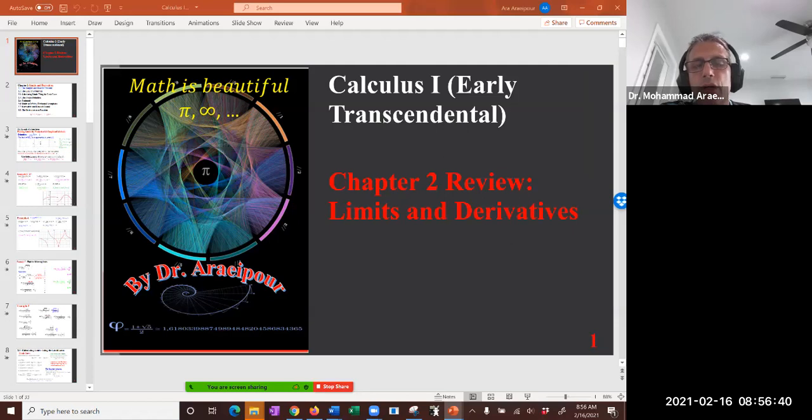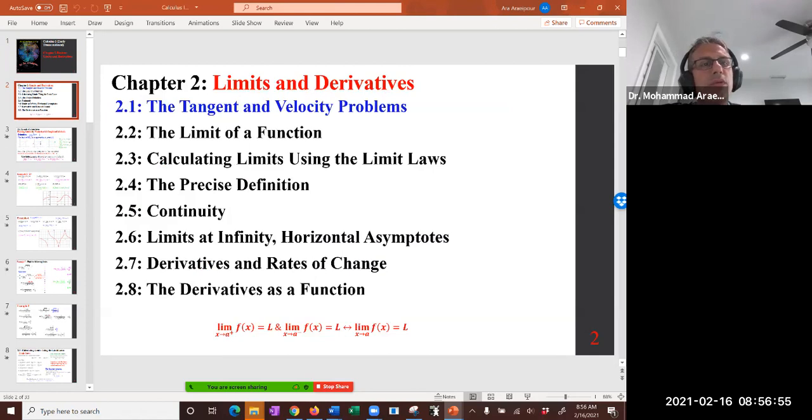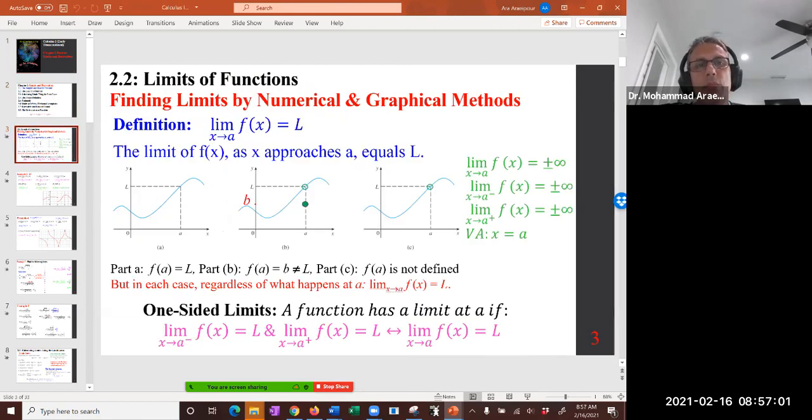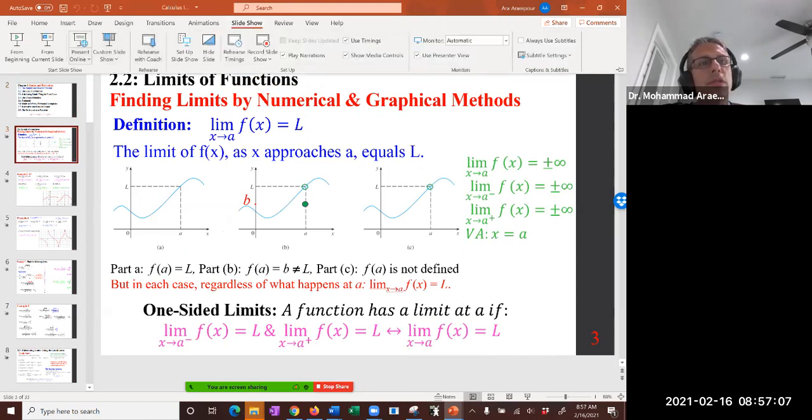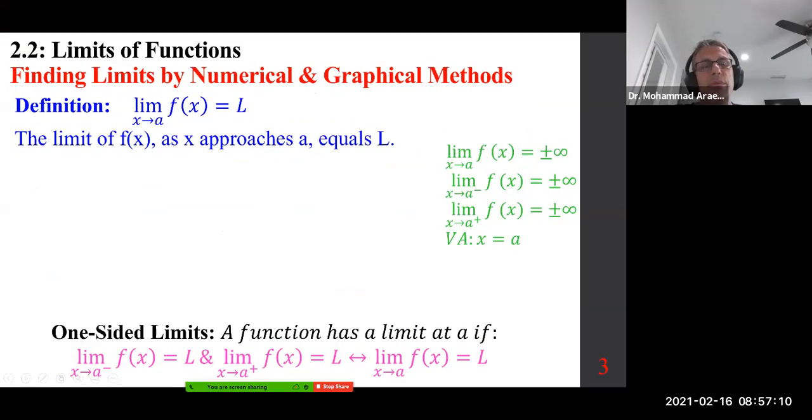All right, so we are continuing with the exam 1 review that covers also a portion of chapter 2. So here we go. We are looking at chapter 2, which covers 8 sections. We're going to cover the first 4 sections. So quickly, I want to remind you about the concept of the limit. It is extremely important to understand what happens here. So let me put this in slide mode again and explain a few things.